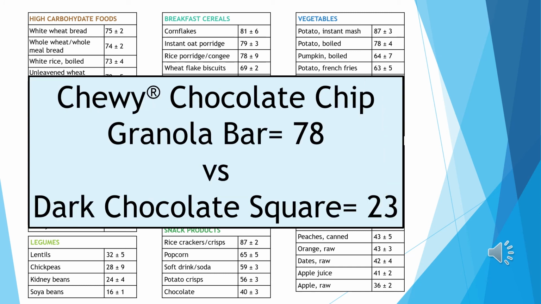And to round it out, our last example is a chocolate chip granola bar with a glycemic index of 78 versus a single dark chocolate square, which only has 23. I don't know about you, but I'd go for the chocolate.